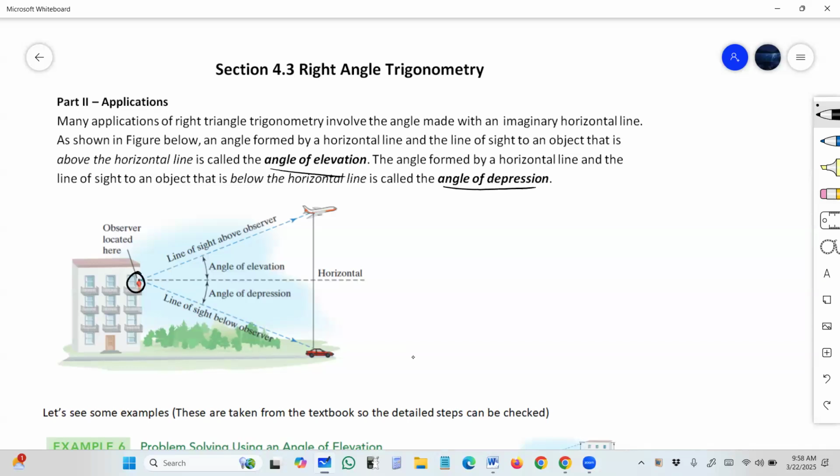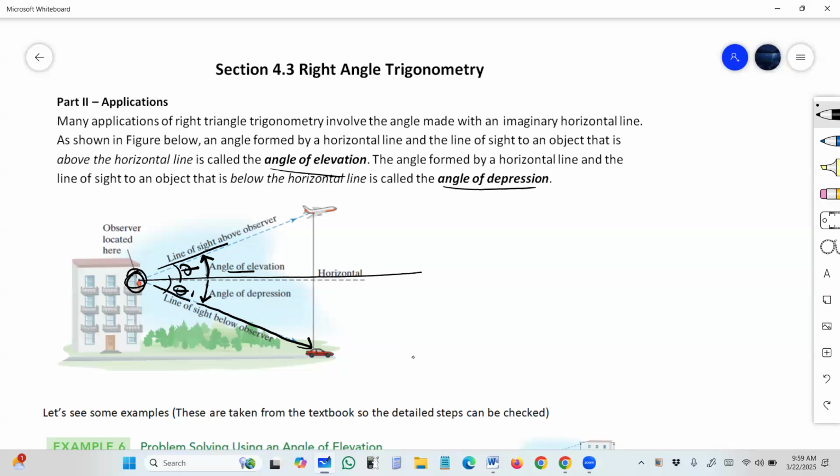So imagine that you have an observer at a particular location. And when we form a horizontal with the line of sight of the observer, then the angle of elevation is this angle going upward to the line of sight. And the angle of depression is the angle going down, right? So here's the angle of elevation. And here is theta 1, the angle of depression to the line of sight.